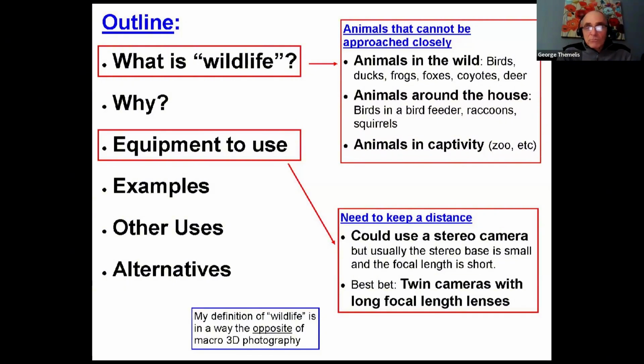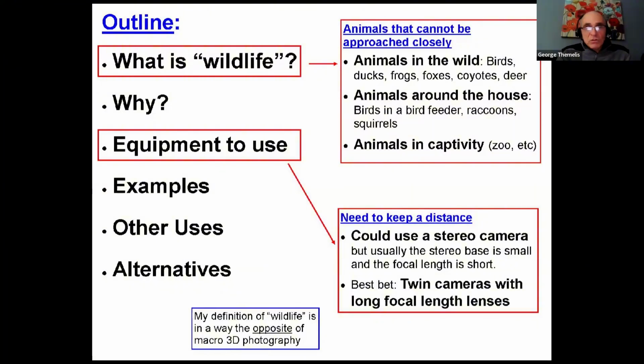What equipment can we use? Because we need to keep a distance, a stereo camera is not the best tool, because the stereo base, the distance between the lenses, is small and the focal length is relatively short. So the best choice, I think, is to use twin cameras, two cameras with long focal length lenses.